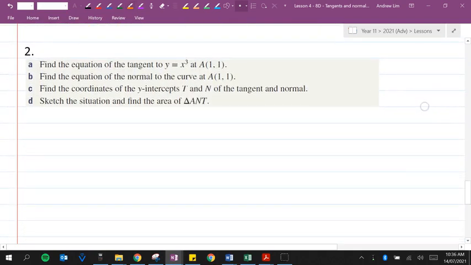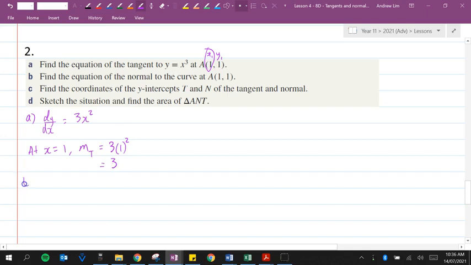All right, question 2. Find the equation of the tangent to y equals x cubed at (1, 1). We need to work out the gradient by first differentiating. So we have dy/dx is equal to 3x squared. At x is equal to 1, the gradient of the tangent is going to equal 3 times 1 squared, or 3.